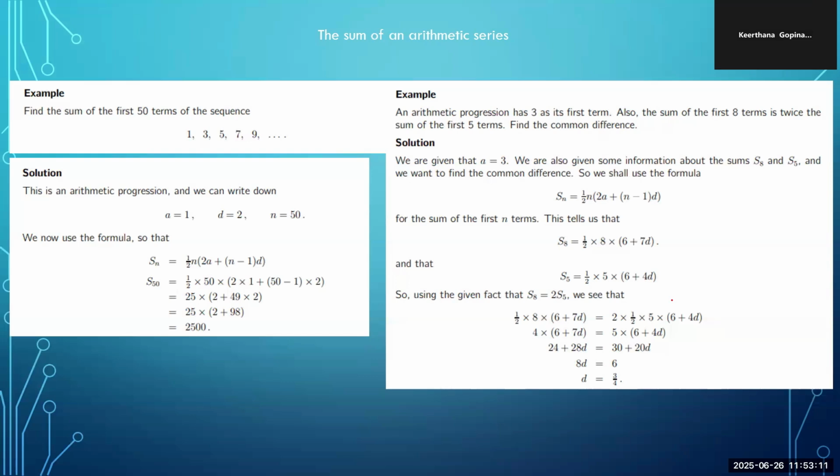See, are you seeing this? Also, we are given that a equal to 3. Sum of the first 8 terms is twice the sum of the first 5 terms. First find the sum of the first 8 terms. S8 equal to half into 8 into 6 plus 7d. The same formula we are using: half n into 2a plus n minus 1 into d.